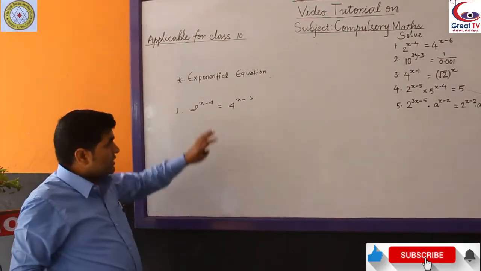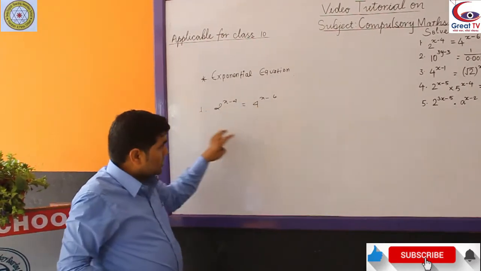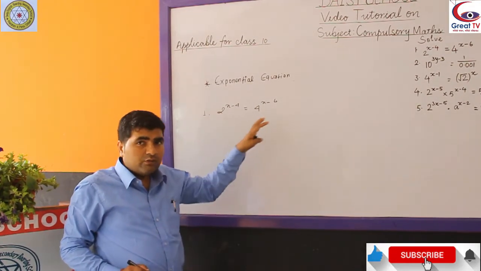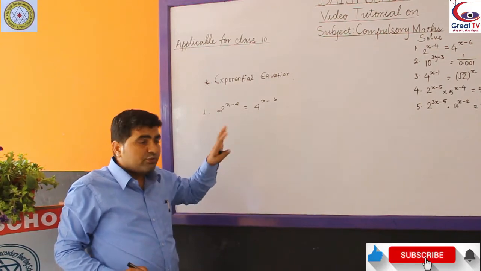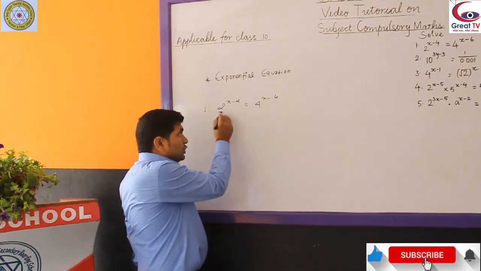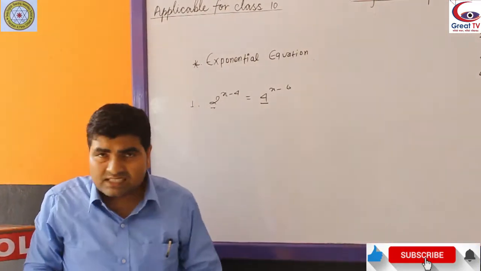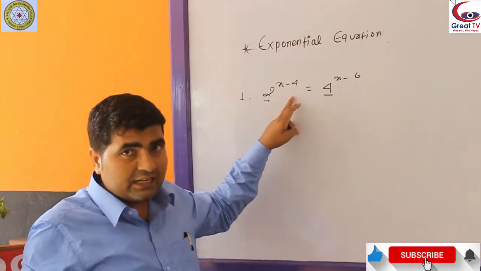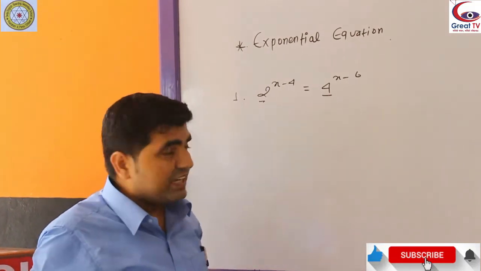How can we do this numerical? First, for this question, we check whether we can compare using the axiom of exponential equation. If we can't compare, first use laws of indices. Here 2, here 4. Try to make the same base. If you have the same base, with an equal operation between the two terms, left hand side and right hand side, in that case we can equate.